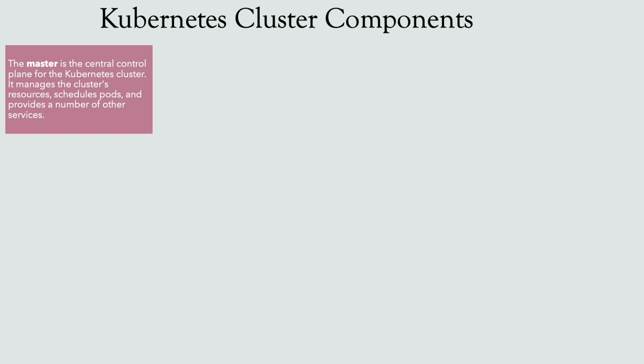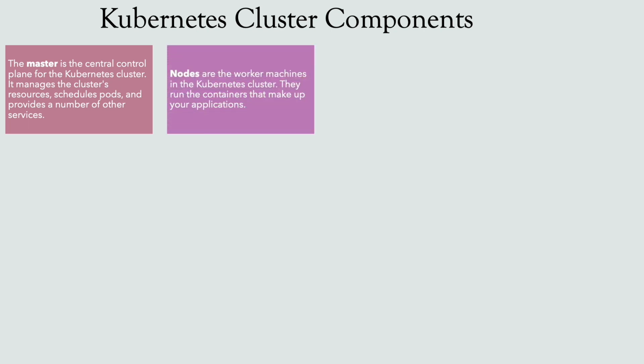Before we go into the detailed architecture of the Kubernetes cluster components, let's first go through some of the key vocabulary. The first one is the master. The master is the central control plane for the Kubernetes cluster. It manages the cluster resources, schedules pods, and provides a number of other services. The other one is the node. Nodes are the worker machines in the Kubernetes cluster. They run the containers that make up your application.